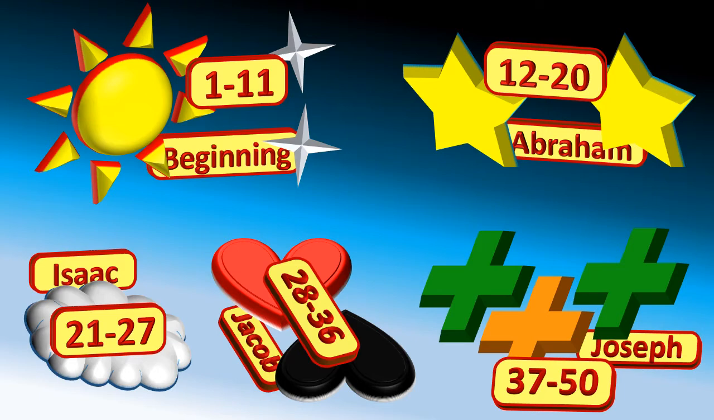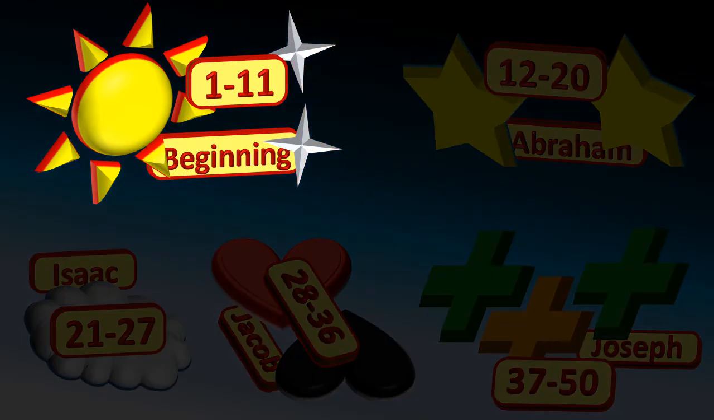Genesis Video 1, Chapters 1 through 11. As you can see, we've divided the book of Genesis into 5 sections. The first section is about the beginning of the world, sometimes referred to as the primordial history. The following 4 sections are about a man named Abraham and his descendants Isaac, Jacob, who became Israel, and Joseph. This video is focused on the first section, the beginning. Let's begin.